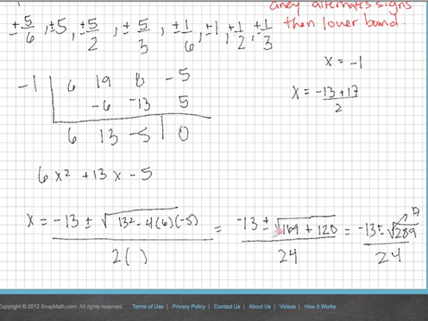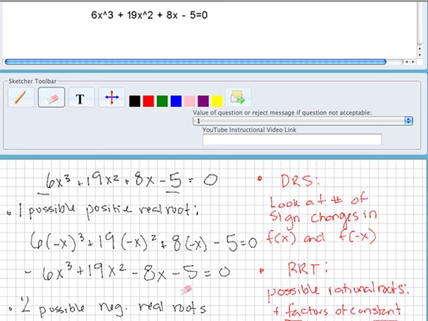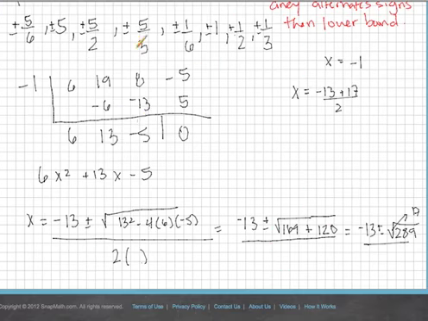My brain was moving too fast and I did the multiplication in my head before I wrote it down. So let's go ahead and fix this. This should be a 6. I apologize. This will be a 12 and this will be a 12. There we go. So our roots are -13 plus 17 over 12, which will simplify to 4 over 12, which is 1/3.